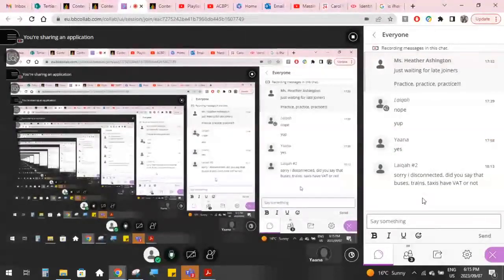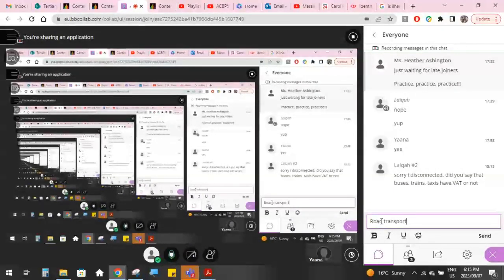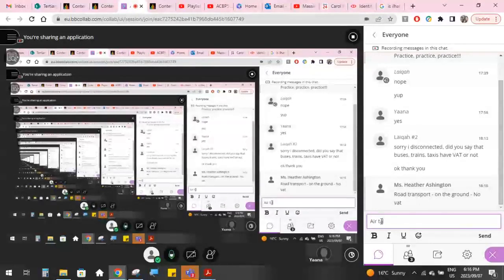Okay. Buses, trains and taxis, no VAT on that because it is what I call road transport. So if you think of any transport that takes place on the ground, then there's no VAT. But air tickets, that includes VAT.